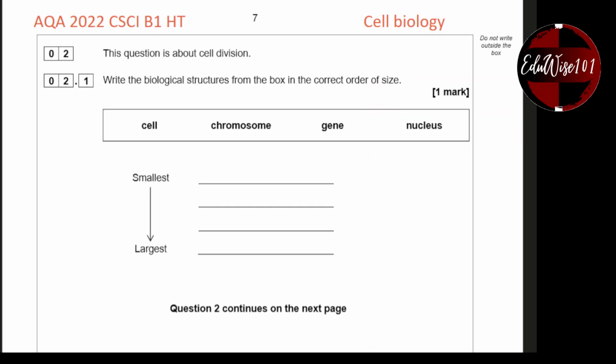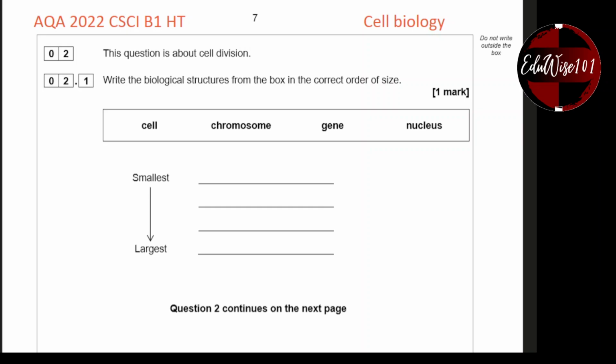In this video, I'm going to go through the AQA Combined Science Biology Paper 1 Higher Tier from 2022. This is question number 2 on cell biology. This question is about cell division. Write the biological structures from the box in the correct order of size. So you have cell, chromosome, gene, and nucleus.